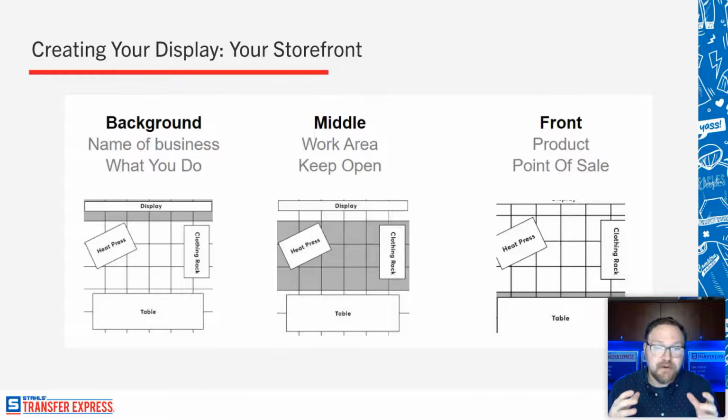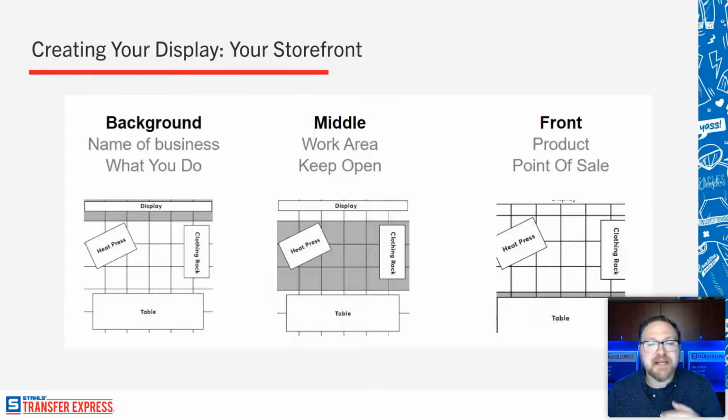Now, the middle of your booth is going to be your workspace. This is where your heat press is going to be. It's maybe where the clothing rack or your storage is, and your supply bins maybe under the table. This is where you're turning around and greeting customers. Your point of sale is going to be on that table in the front. So you want to keep that middle area nice and open.